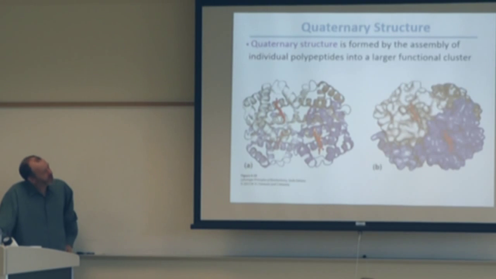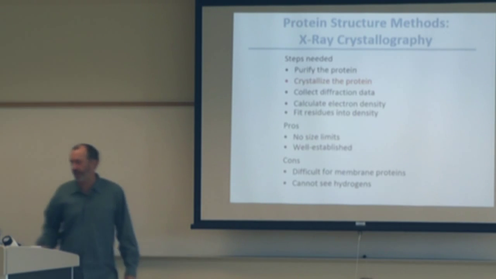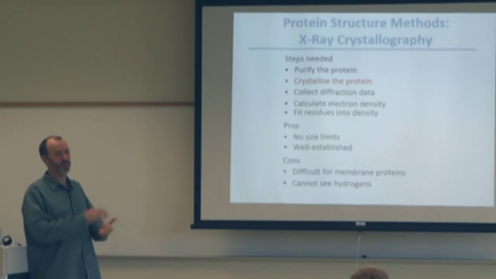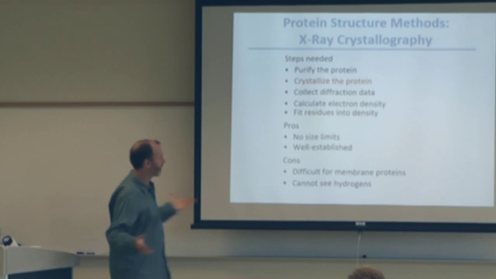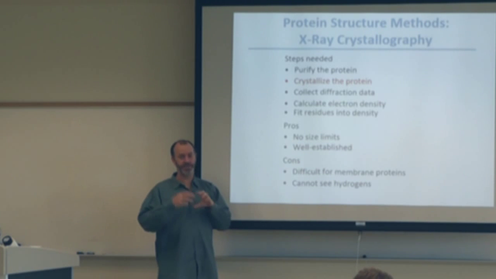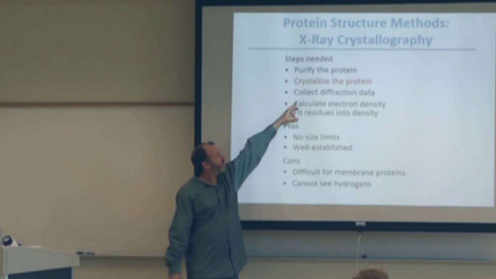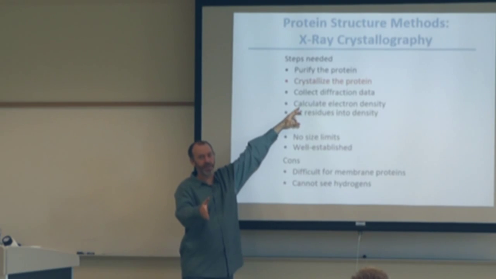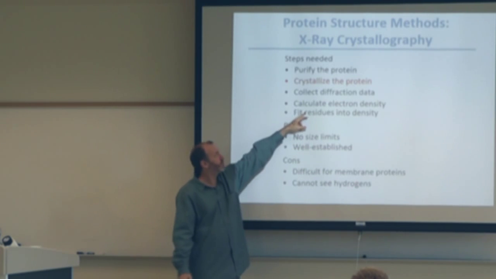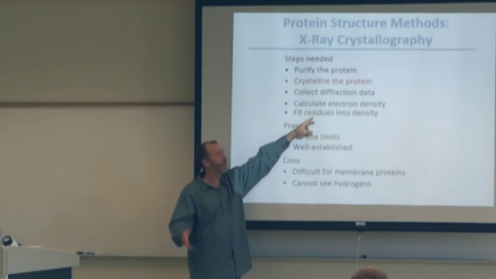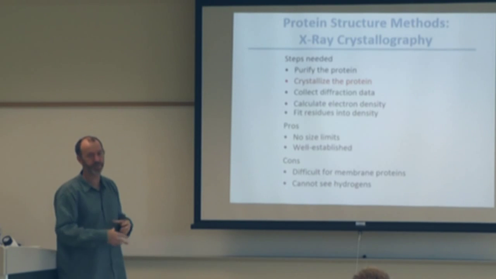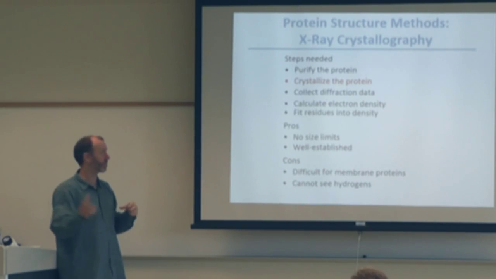So how do we figure out these structures? Here are some of the steps you use to figure out protein structure. One of the main ones is X-ray crystallography. Some of the things you have to do: first you have to purify the protein. It has to be super, super pure so you get a nice clean crystal form. Crystallize the protein, and then you hit it with X-rays and collect the data on how those X-rays are diffracted from the crystal. You can calculate the electron density from that diffraction data and fit different residues to the data to come up with a three-dimensional model of how that protein structure looks.